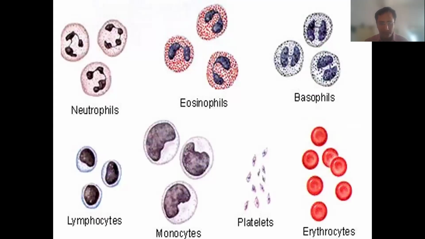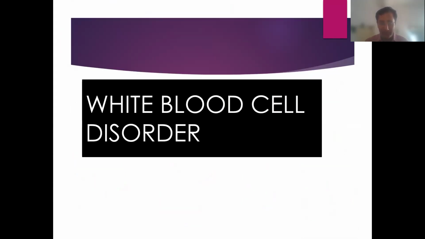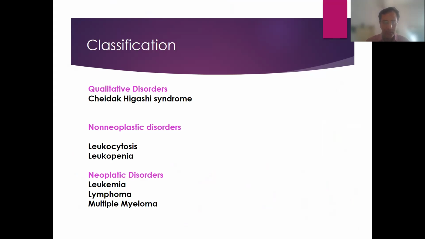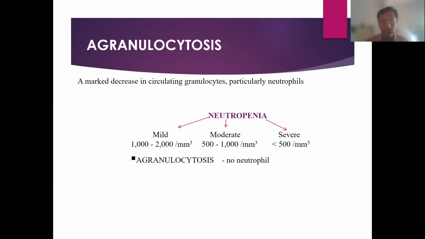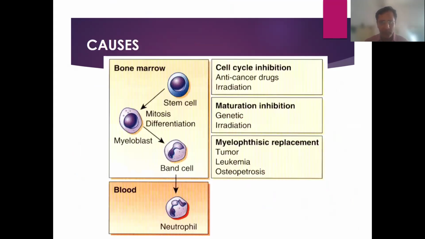Now we are taking white blood cell disorders and their classification: leukocytosis, leukopenia, leukemia, lymphoma, multiple myeloma. Now, what is agranulocytosis? It is a marked decrease in circulating granulocytes, that is neutrophils, that is neutropenia. It is divided into mild, moderate, and severe. If you have no neutrophils, we count it as agranulocytosis. What are the causes for this? I have briefly pictured them here.